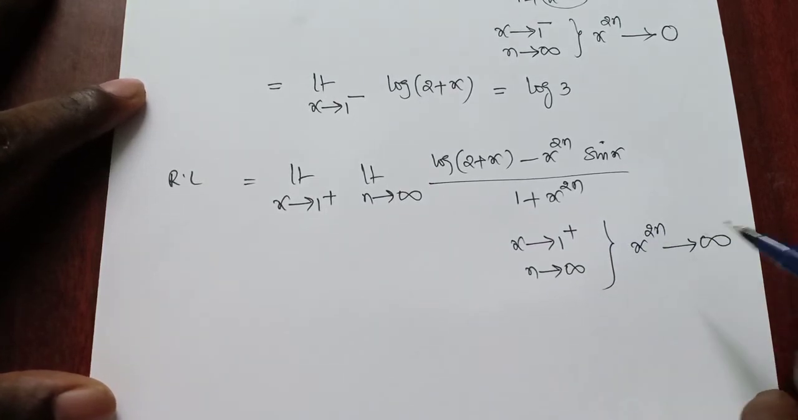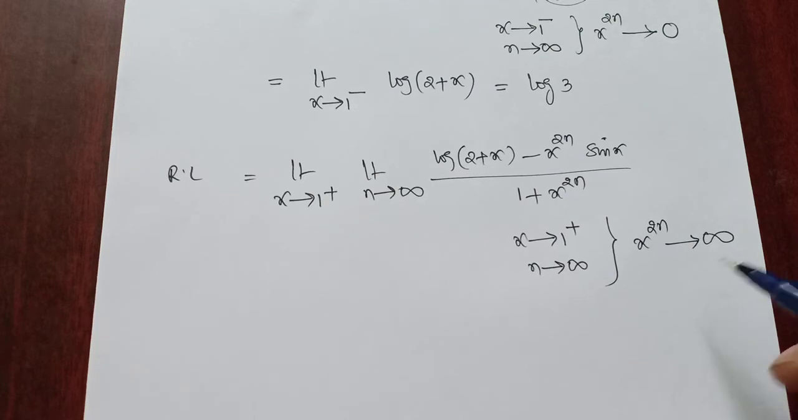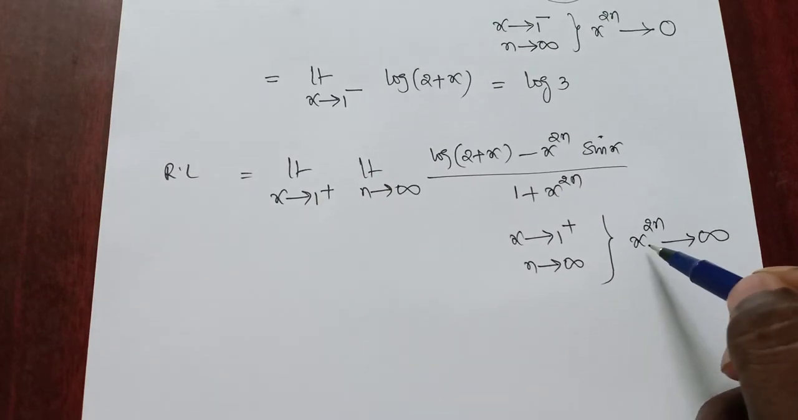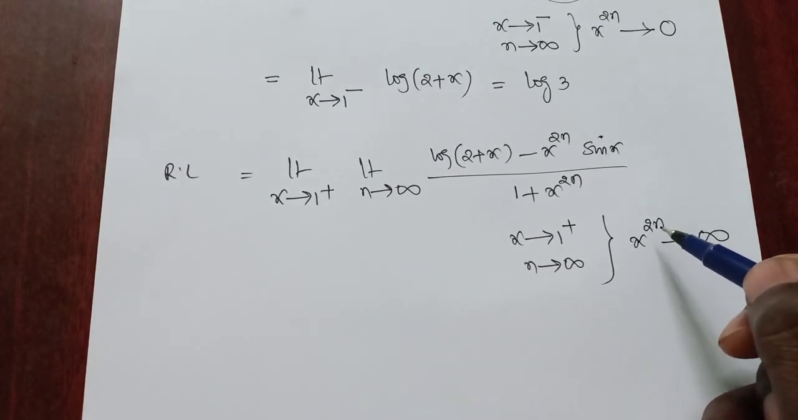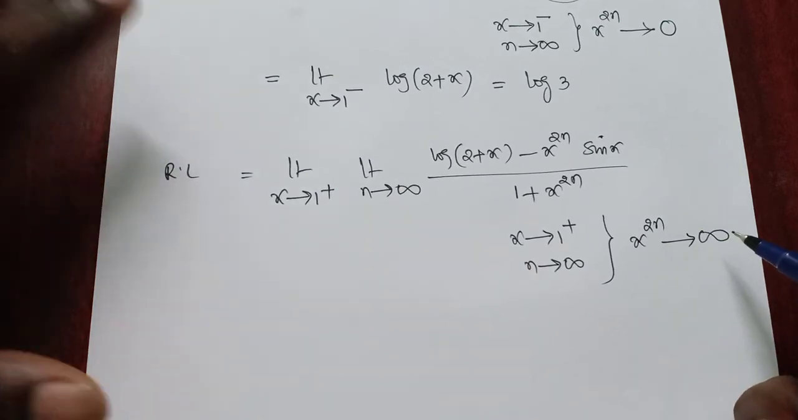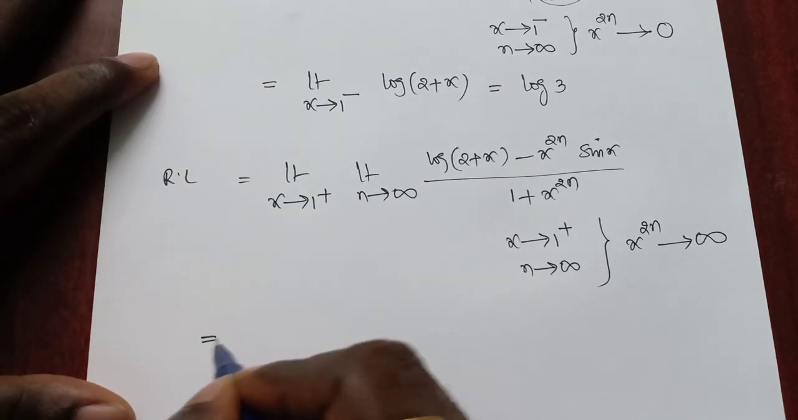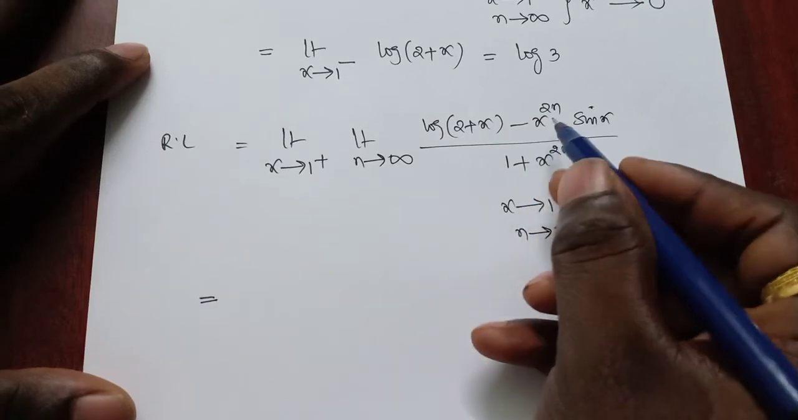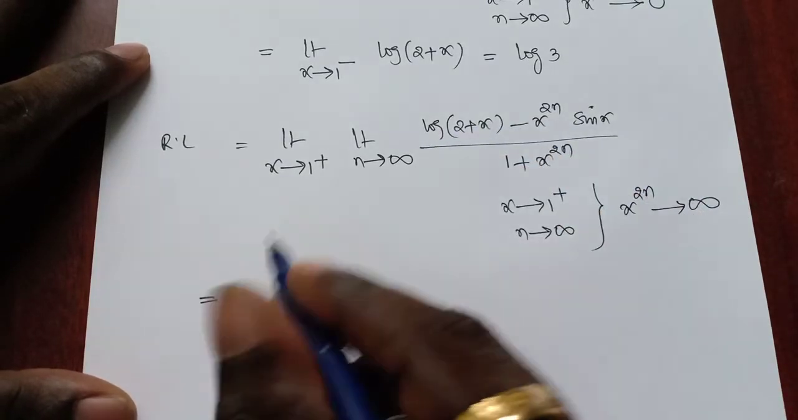So 1 power infinity is what? An undefined value, that means x power 2n. So 1.00 and so on something to the power infinity is what? Infinity. So it is not defined. That's why I am taking x power 2n common here in the numerator.